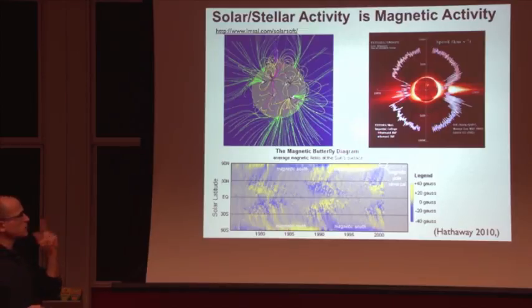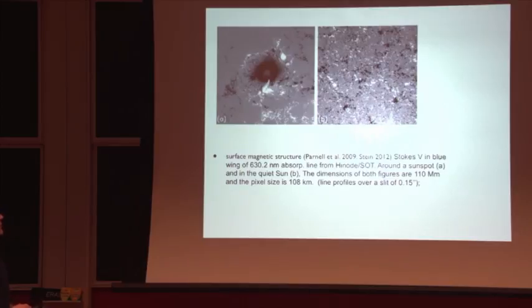I'll give you some other signatures as well. X-ray brightening, sunspots, and magnetic polarity all correlate in strength over the active phases of the Sun. So it's clearly a magnetic activity, and by extension, one would think this is also true in other stars.